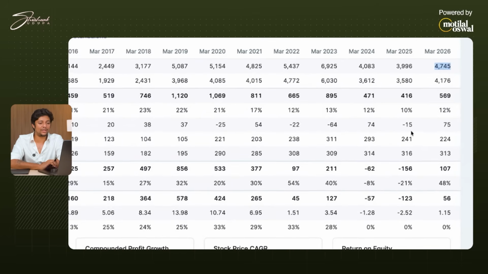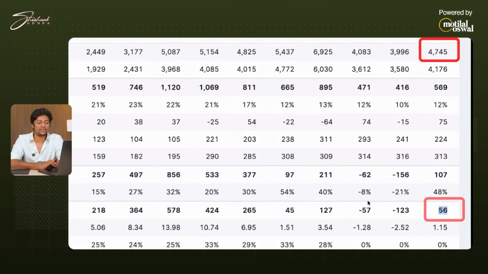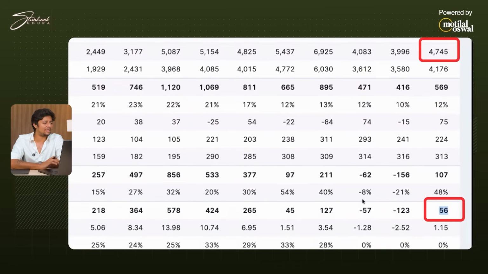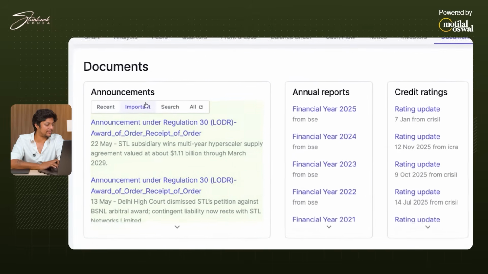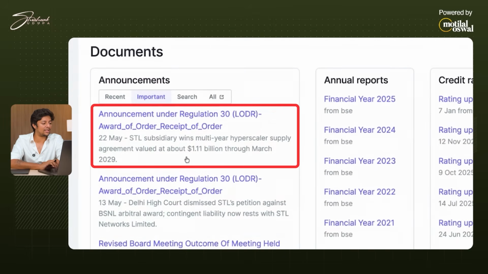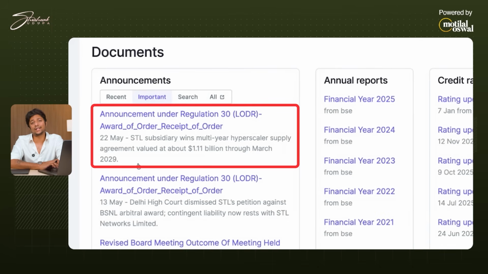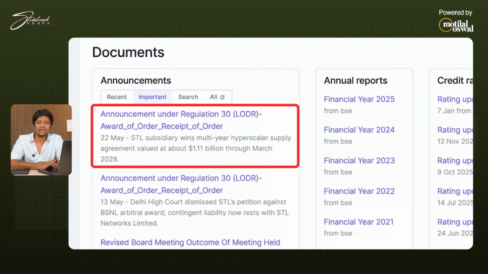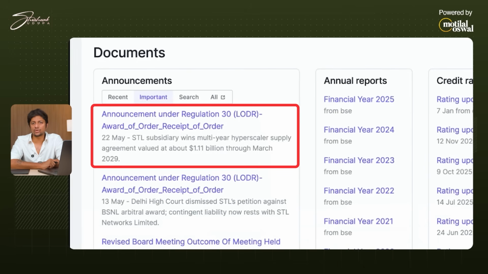And I will tell you why that is the case as well. Because if you look at the revenue, it is sitting at 4,745 crores. You can see this here. And PAT is only 56. So how can a 56 crore PAT trade at such valuations, right? So if you go and see their recent orders, okay, they basically got a multi-year hyperscaler supply agreement worth $1.1 billion. 1.1 billion, but in dollars, which is going to be billed towards 2029. Now, $1.1 billion is around 9,000 crores. They are currently sitting at 5,000 crores, 4,500 crores.